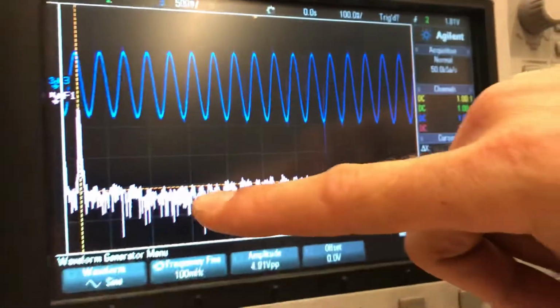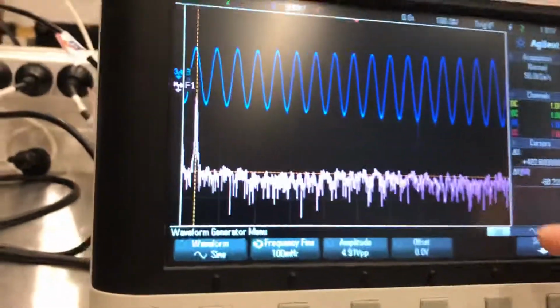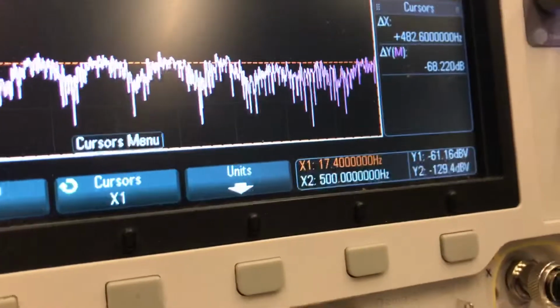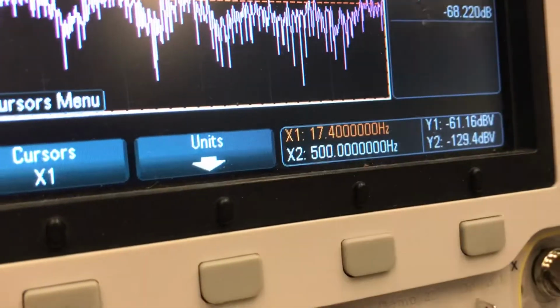If we look at the fast Fourier transform of that signal, then we can immediately see the single peak here at 17.4 hertz as expected from that vibrating beam.